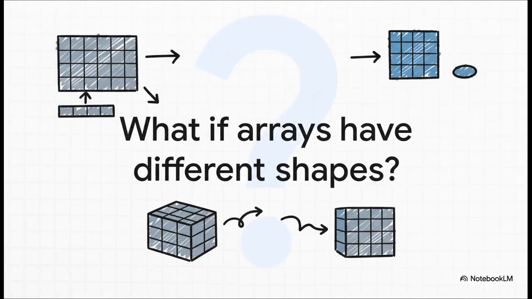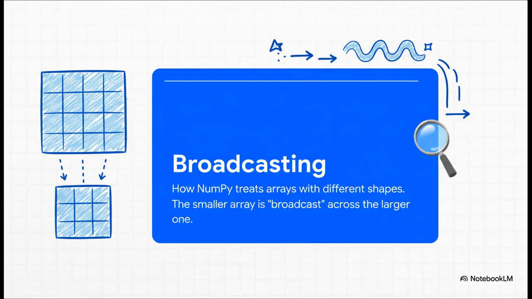Think about it. Maybe you have a matrix of student grades, and you want to add 5 bonus points to every single one. Or you have a column of house prices, and you want to compare each one to 3 different market benchmarks in a row. Do you have to just give up on vectorization and go back to writing those slow, clunky for loops? Thankfully, the answer is absolutely not. NumPy has this incredibly elegant solution called broadcasting.